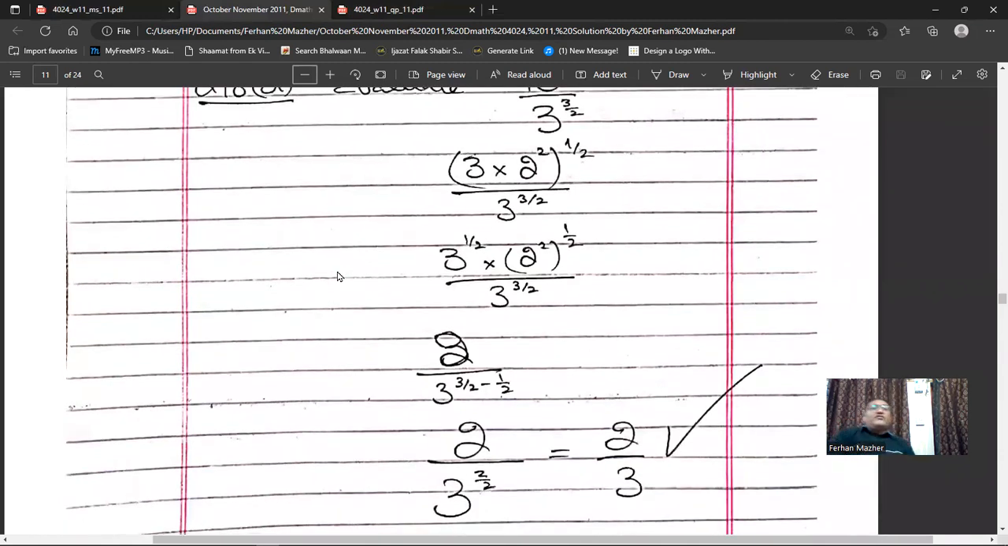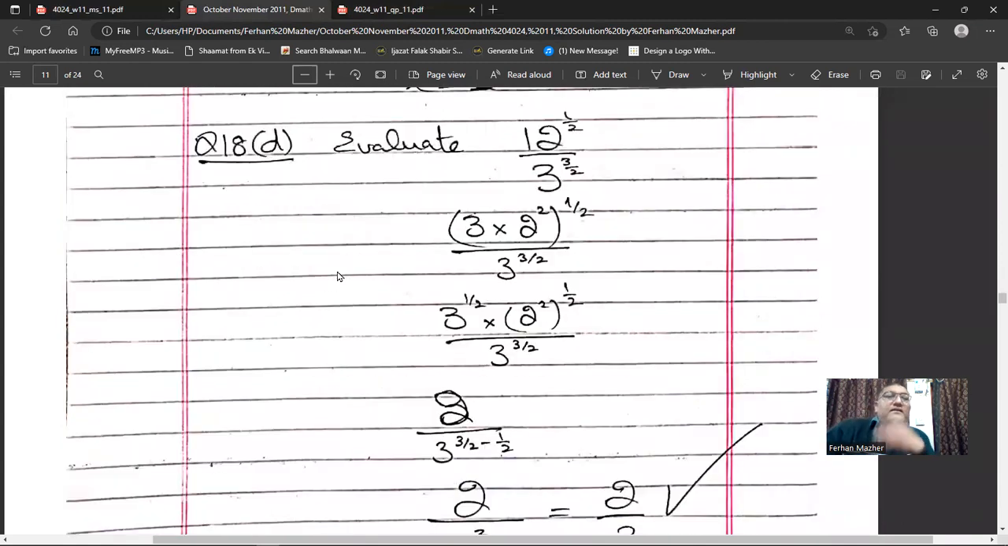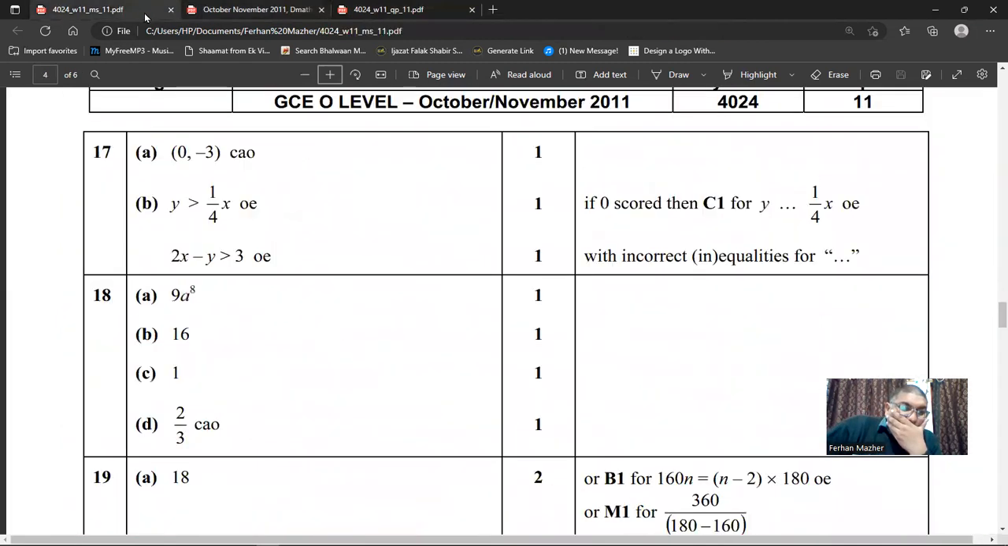Okay, so this is how you do it. 2 by 3 is the right answer.